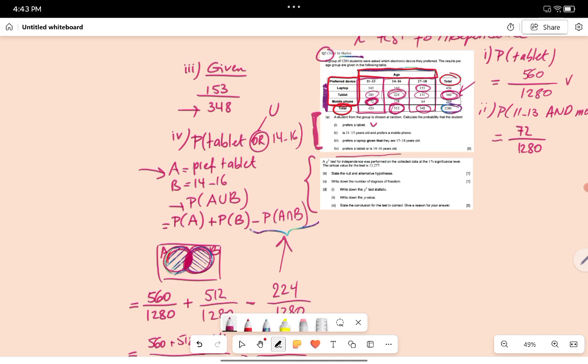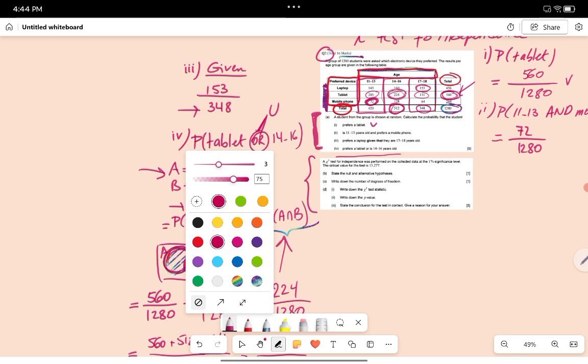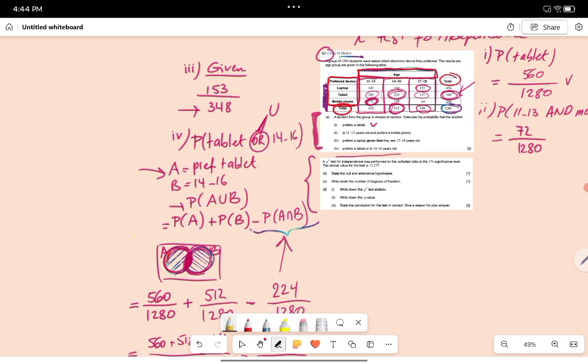Okay, so what did we do? Or is like this, right? A or B is like this. So we're gonna take A and we're gonna take B, but then we have added the intersection twice. So that's why we have to subtract that one.